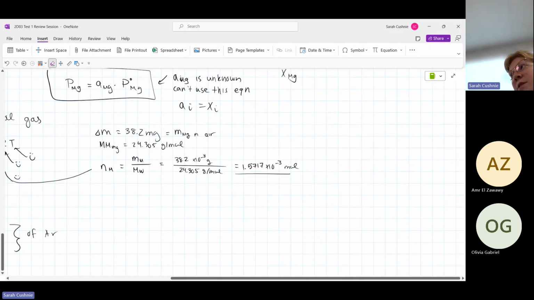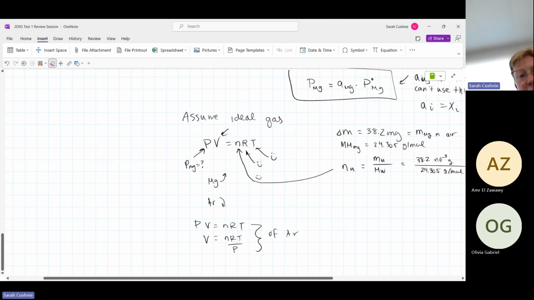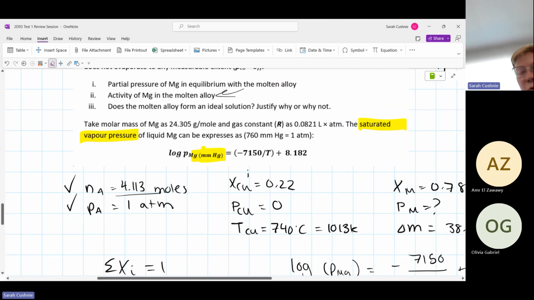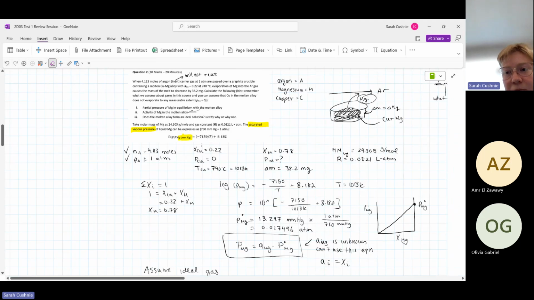of moles, 1 times 10 to the minus 3. We have how many moles of argon? 4.113. That's a really, really tiny baby amount. So we can just say that the volume is going to be the same. Does that make sense? Yeah. Amazing.